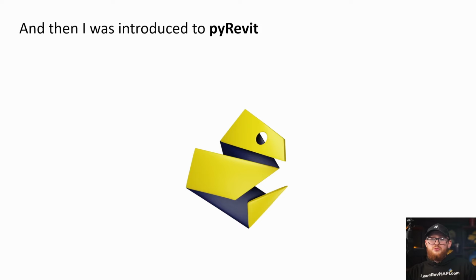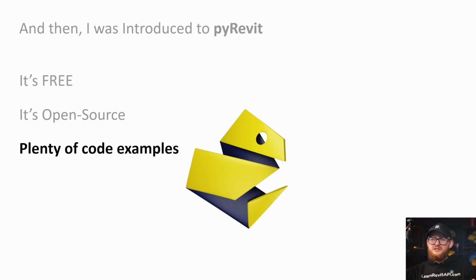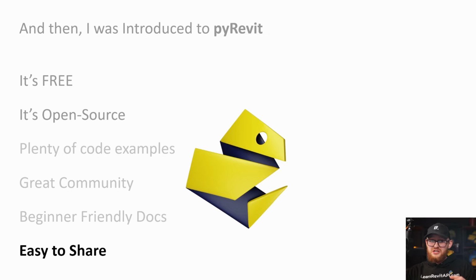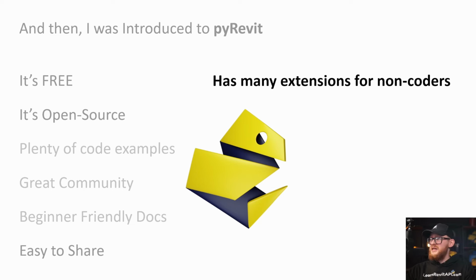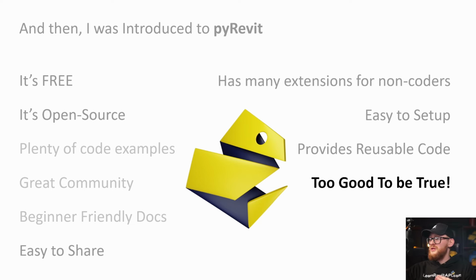And then I was introduced to pyRevit, and it was just amazing. It's free, it's open source, it has plenty of code examples, it has a great community, beginner-friendly documentation, and is easy to share with your colleagues. It has many extensions for non-coders, is easy to set up, and provides a lot of reusable code. And in general, when I heard all of this, I was like, nah, this is too good to be true, there has to be something off. But pyRevit is really that amazing.